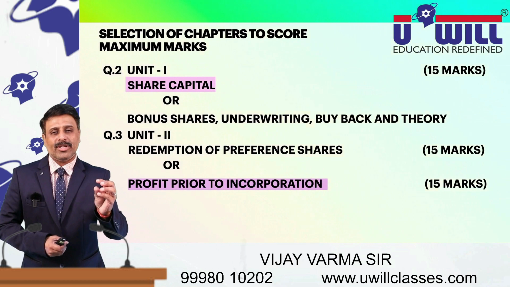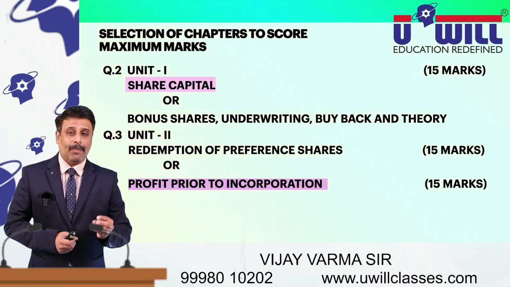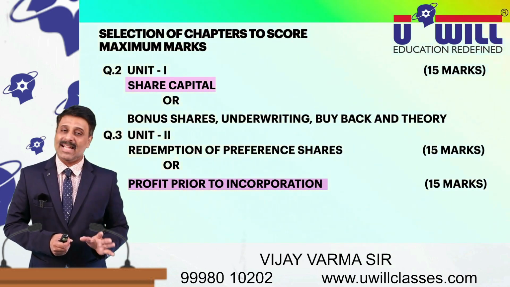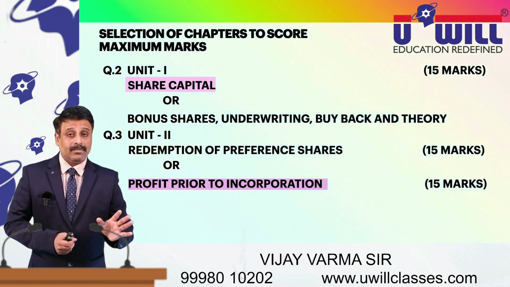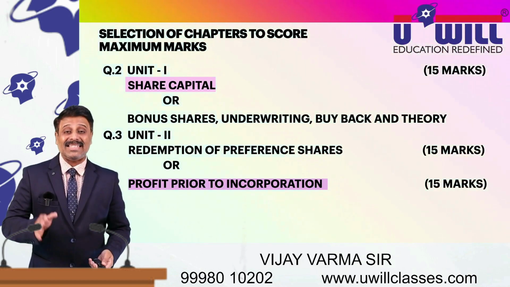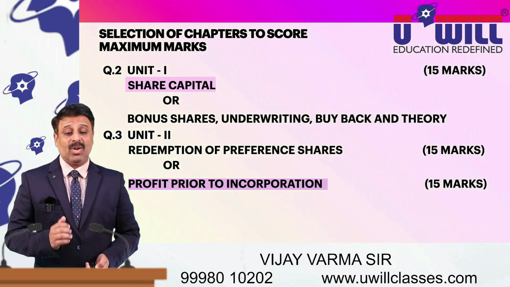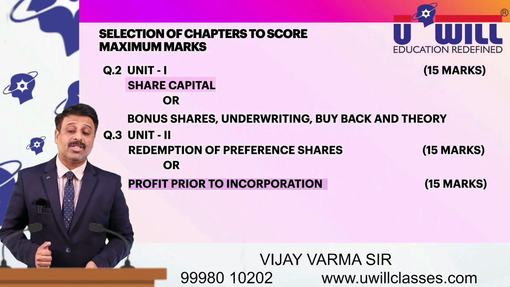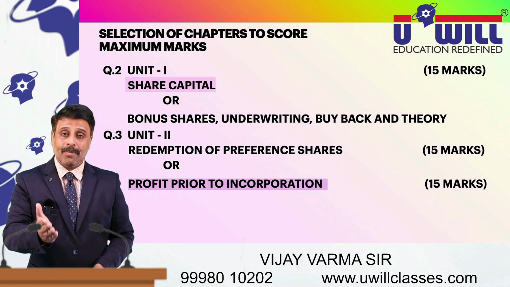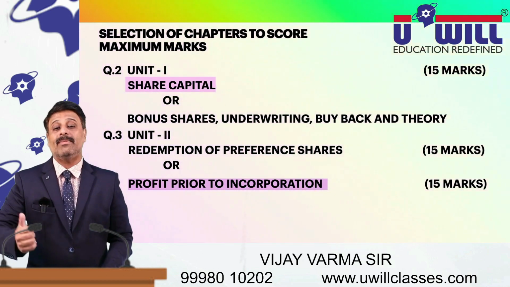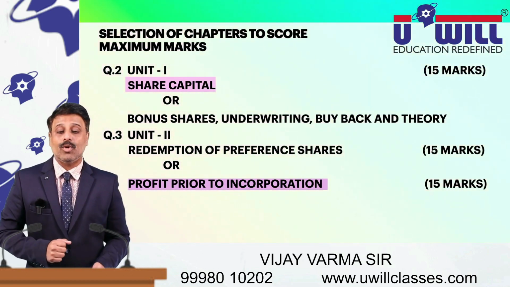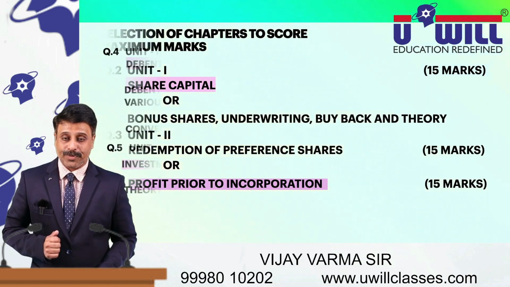Profit prior to incorporation has very limited concepts. Preparing the chapter would hardly take 1 or 2 days. That's it. And from exam point of view, it will take less time to solve also. Redemption of preference shares might take 40-45 minutes to solve, whereas profit prior to incorporation, you may complete in 20 to 30 minutes only. So I will advise you to go in for profit prior to incorporation.